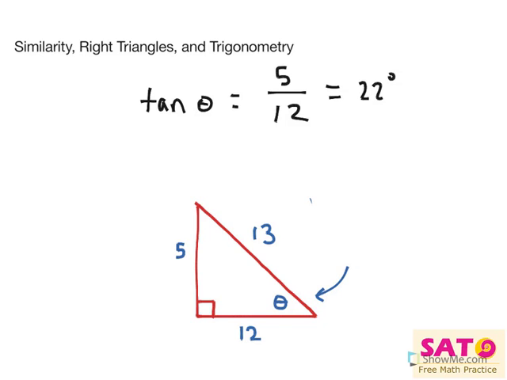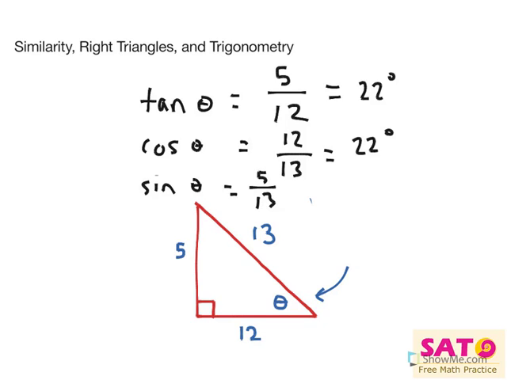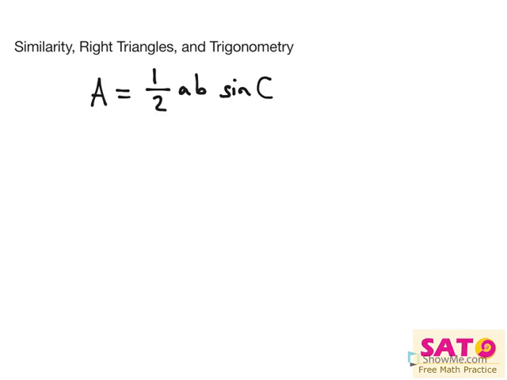And we can solve for, let's say, cosine, which would be adjacent over hypotenuse, which would be the same result. And for the last one, sine theta equals 5 over 13, and same result. They would all equal the same thing, but there are just different ways of getting the same result.